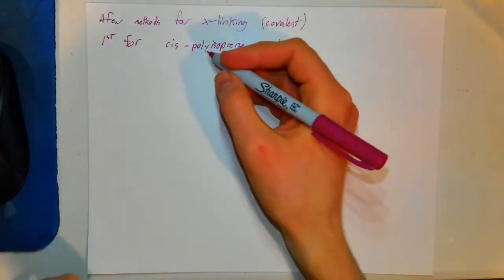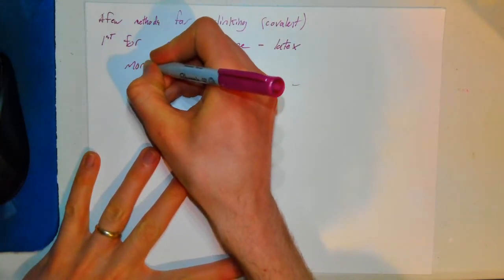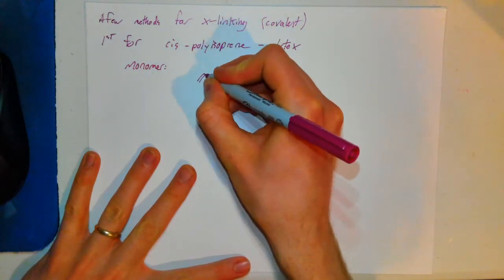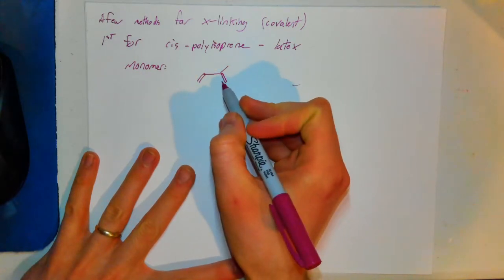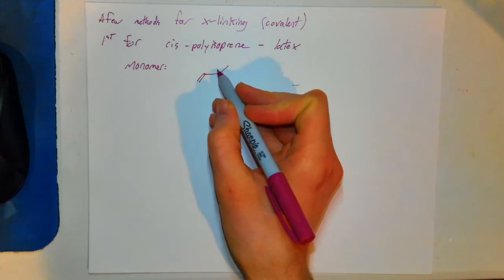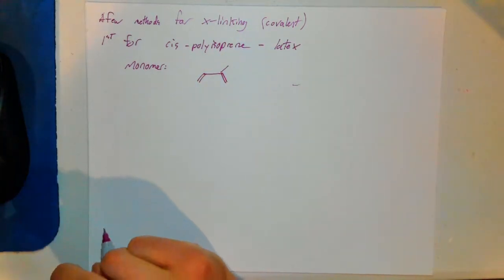So, what does this look like? Well, here's the monomer. No, that's not a drawing of a horse. That's the carbon, carbon, carbon, carbon, carbon. Rest of it's occupied by hydrogens, except for these double bonds right here.